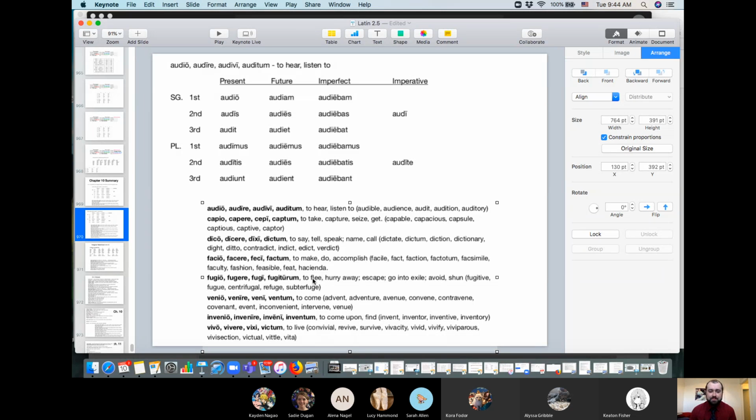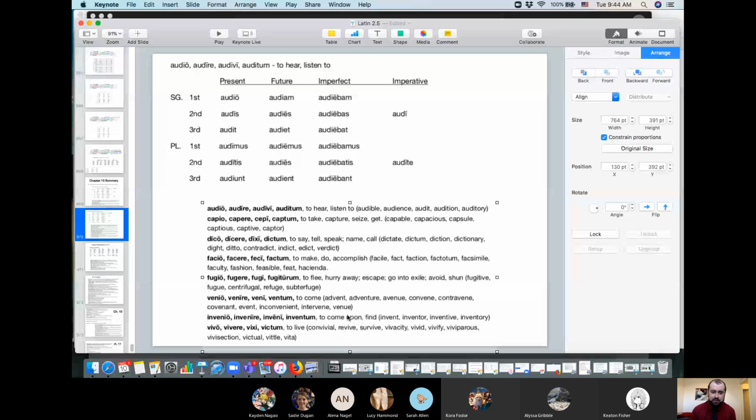Fugio is to flee. Venio is to come, like veni, vidi, vici: I came, I saw, I conquered. We're getting perfect tense in chapter 20. Invenio is to find, and vivo is to live. So those verbs shouldn't be too hard. I think the hardest one here is facio, to remember.